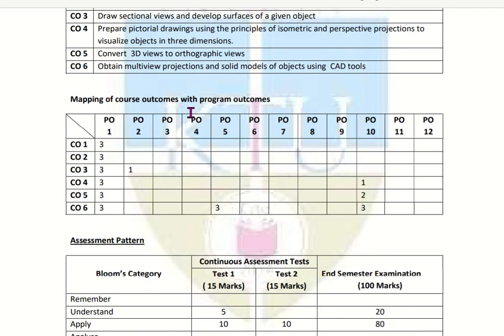While mapping the course outcomes with program outcomes, we have around 12 program outcomes, and each module has a weightage. A weightage of 3 for the first PO means it is the area of highest weightage, that is module 3 for PO2, and PO5 is module 6. By using CAD, by using the computer, we can attain PO5. Also PO10 can be achieved by module 4, module 5 and using AutoCAD.